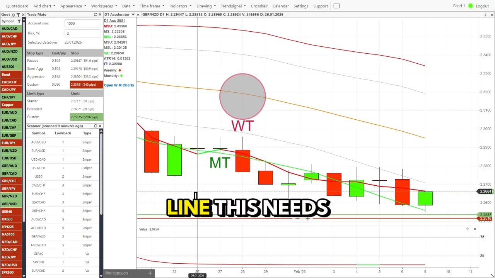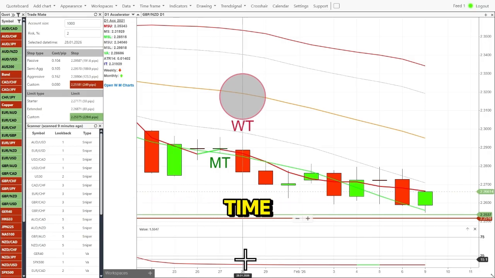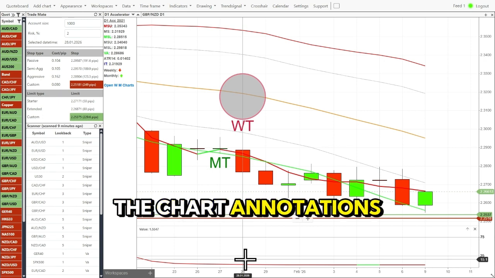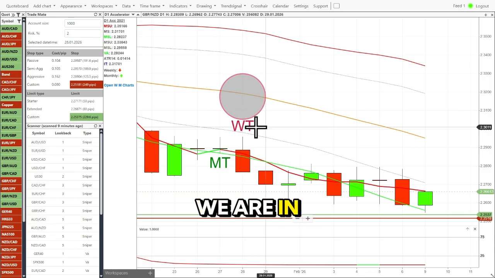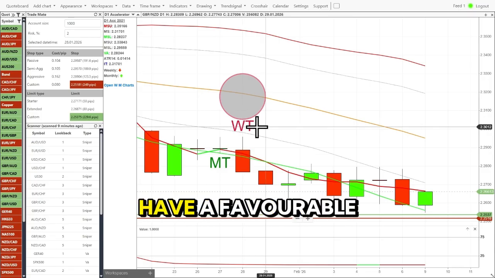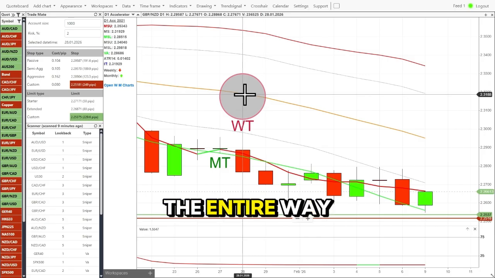We then looked at a trend line. This needs to be red. Now, in this case, it didn't actually turn green. It's just been red the entire time, but still perfectly fine. So that's 3. We can then look to the chart annotations. Now, normally you have weekly trend, monthly trend, charting pattern. We are in line with the weekly. However, we're not in line with the monthly trend, and we don't have a favorable charting pattern going into this position. We then move on to the intermediate trend, which is orange the entire way through. Orange is supporting a bearish motion.